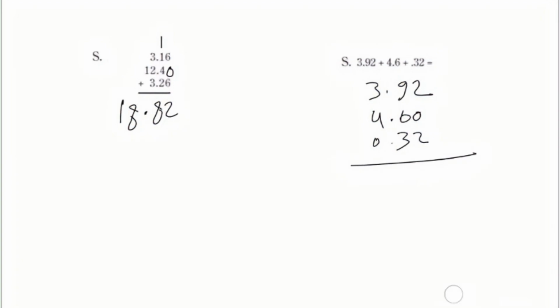We have 3.92 plus 4.60 plus 0.32. 2 plus 0 plus 2 is 4. 9 plus 6 plus 3 is 18. 1 plus 3 plus 4 is 8. And decimal point is the same place. It is 8.84.